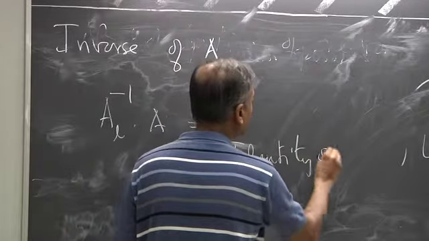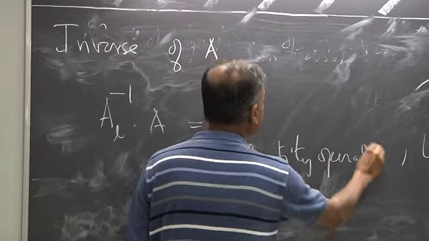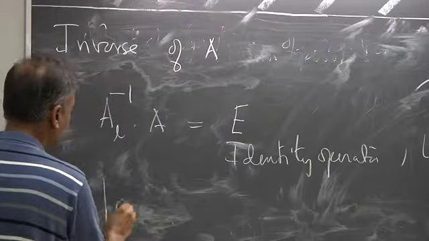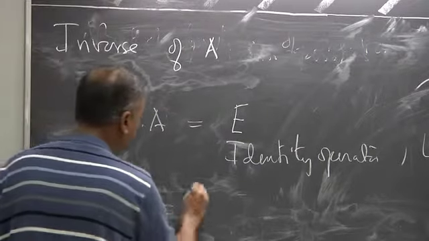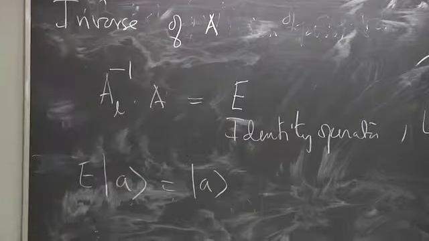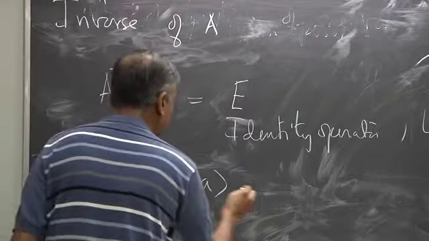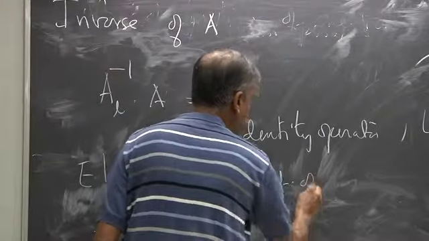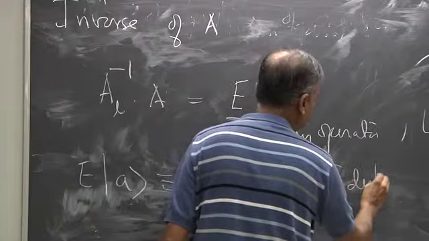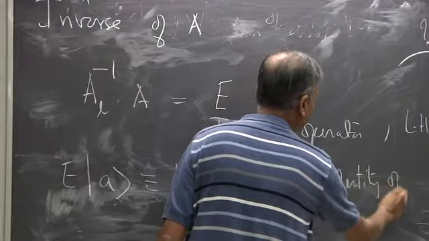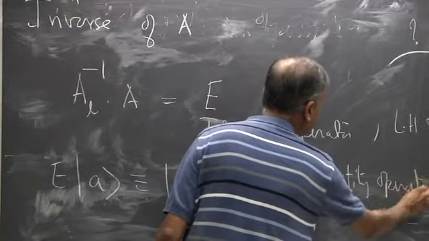What is the identity operator? It just means E acting on an arbitrary A is equal to A itself. I mean, it doesn't do anything. It just gives you back the same vector. That is the identity operator. This is a definition, the natural definition of the identity operator.